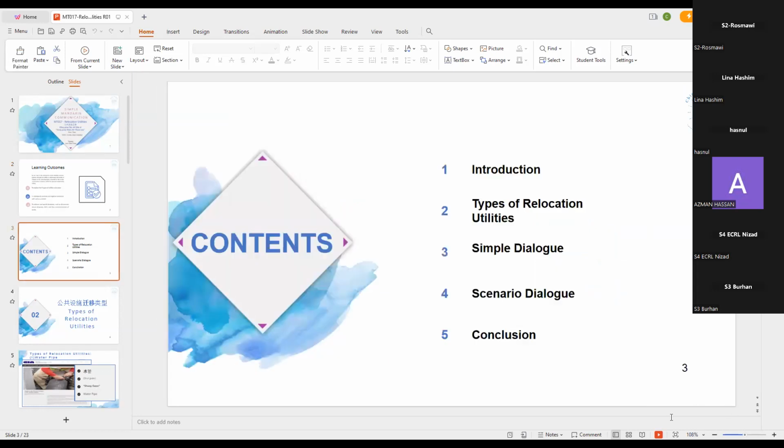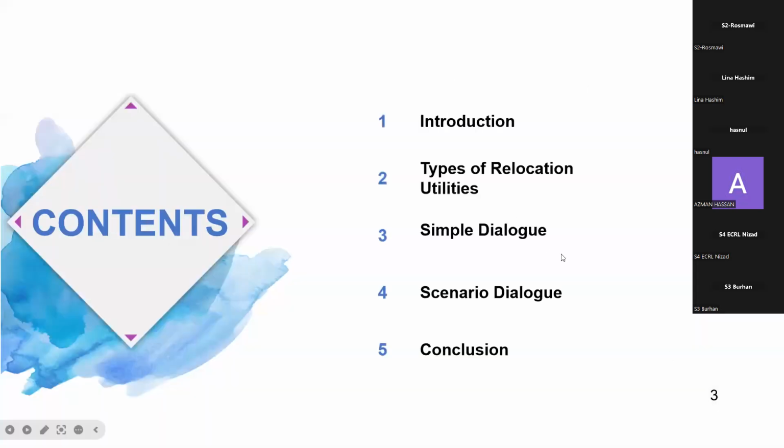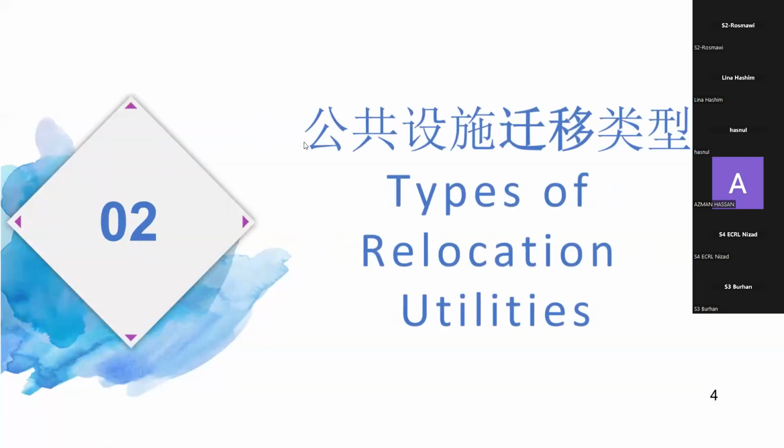So I hope you guys can bear with me. Let's proceed with the contents first. Again, our contents is static. We will begin with the intro and end with the conclusion. We will zoom into the types of relocation utilities today and then proceed with simple dialogue like our day-to-day conversation. And we also try to apply the 5W1H in the scenario dialogue.